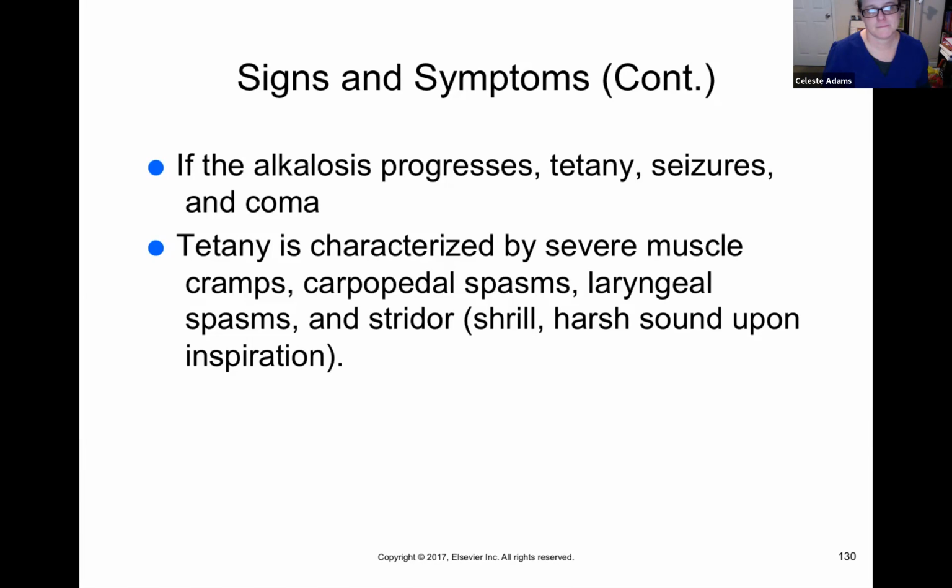But for the most part, in metabolic alkalosis, you're going to have those hyperactive brain symptoms. You're going to have the tetany, the seizures, the coma, the muscle cramps, the laryngeal spasms. You're going to have those major hyperexcited brain symptoms in metabolic alkalosis, too much base. Any questions? Okay.